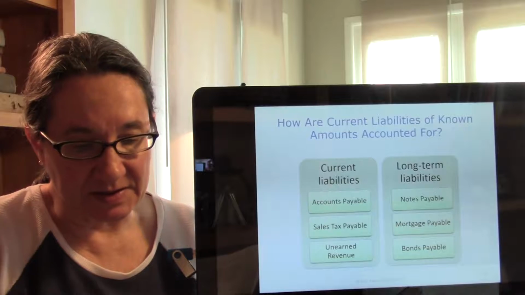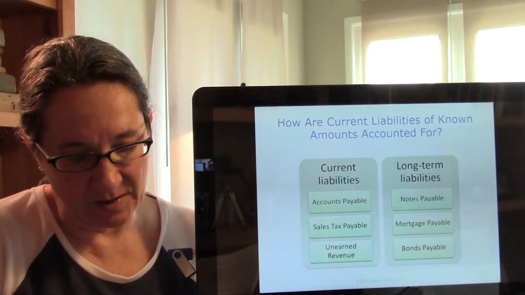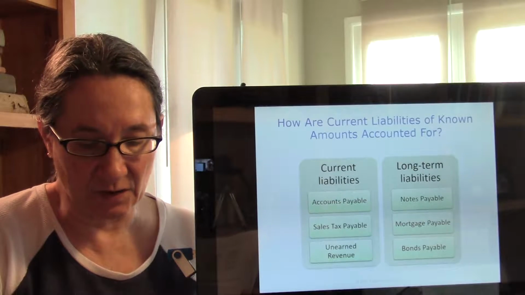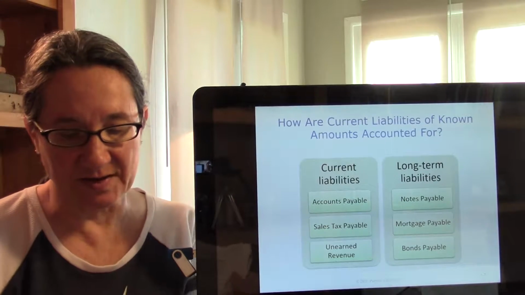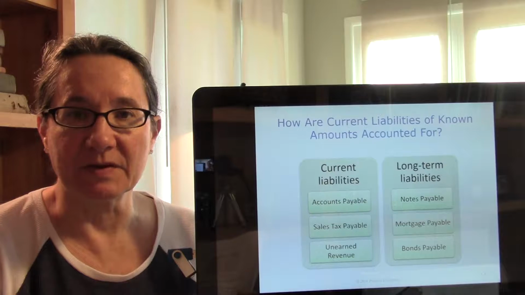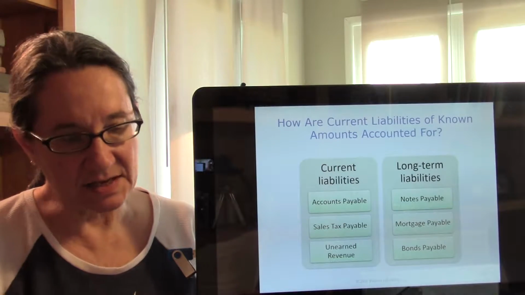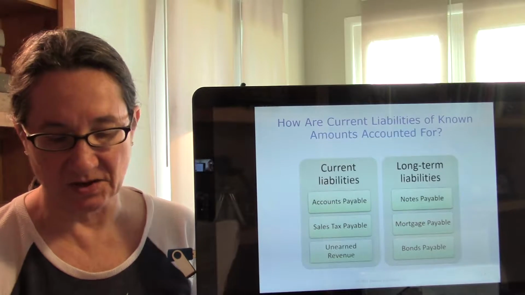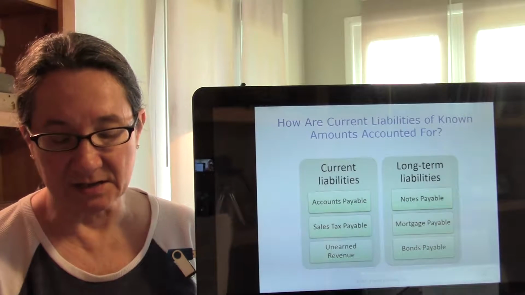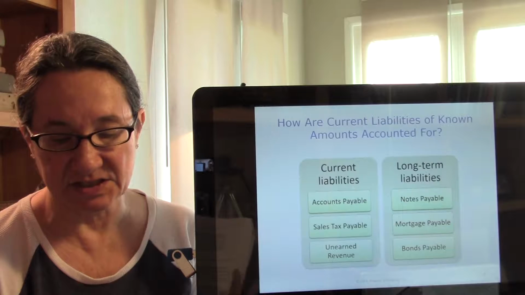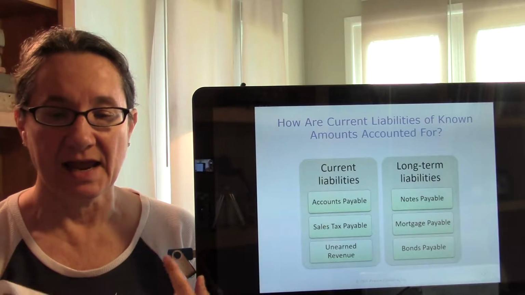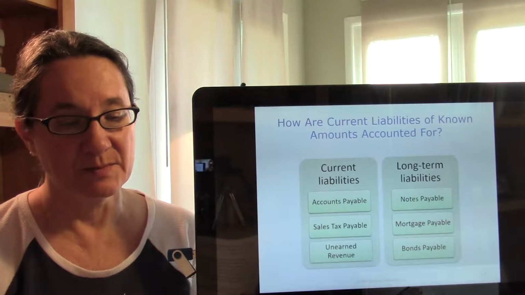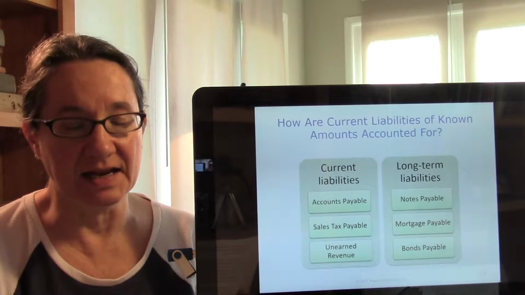Examples of current liabilities include accounts payable, which are amounts owed for products or service on account, typically due in 30 days. Those are current liabilities. Sales tax payable. Most states assess sales tax on retail sales. Retailers collect the sales tax in addition to the price of the item, and sales tax payable is a current liability because the retailer must pay the state in less than a year.